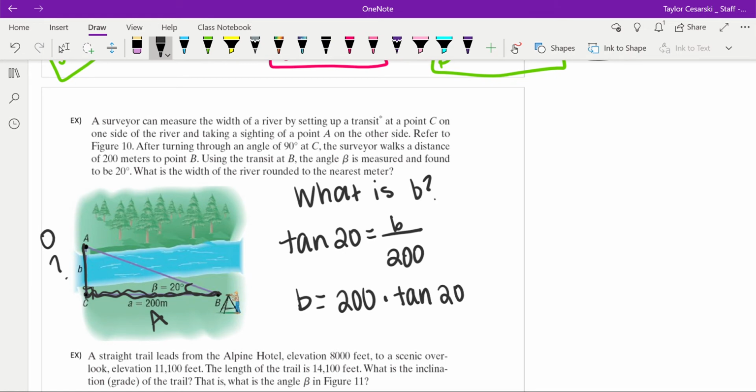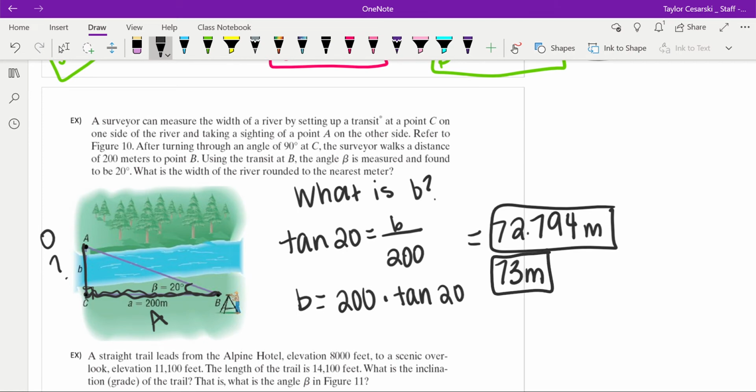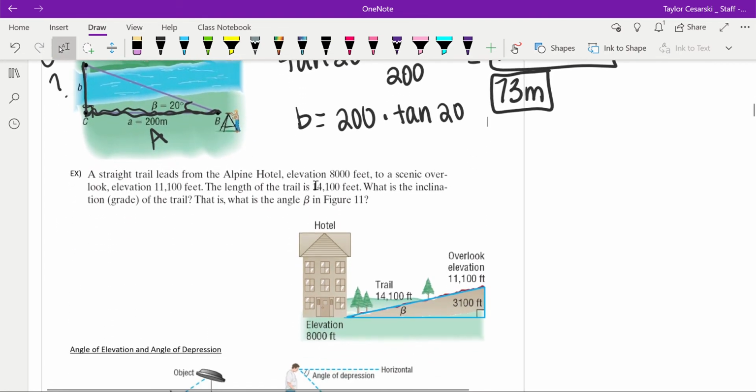So when you type that in your calculator, you get, to 3 decimal places, 72.794, and we're talking about meters here. Okay, so that would be the width of the river. And it says to the nearest meter, so that'd be 73 meters. Okay. All right, next one.